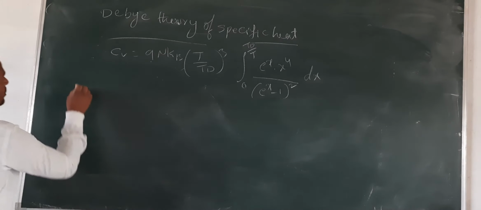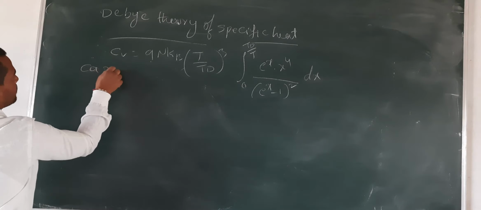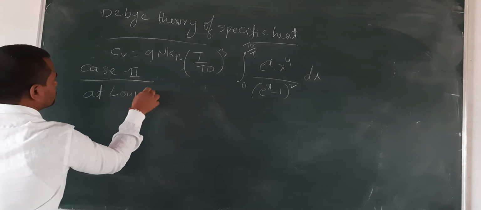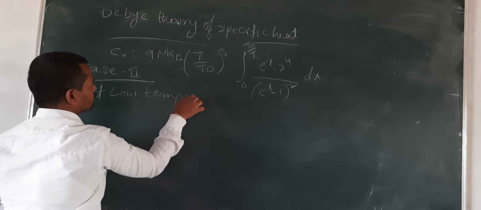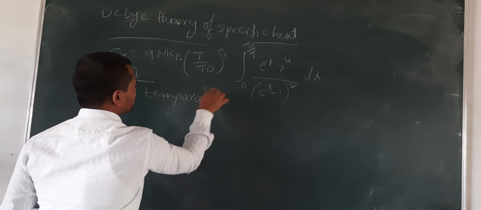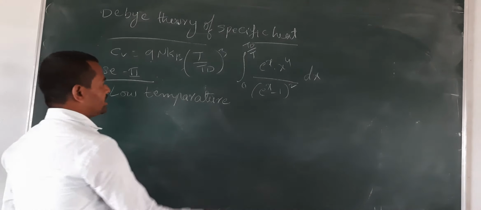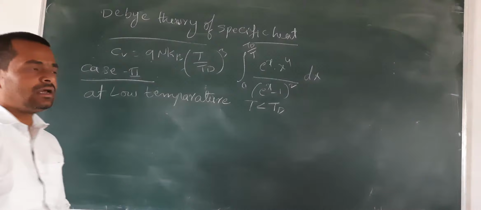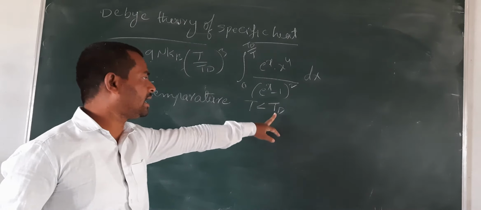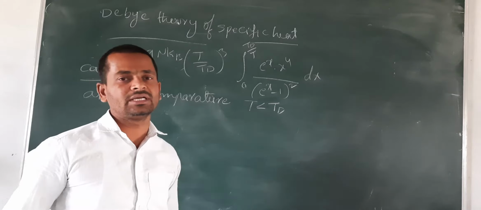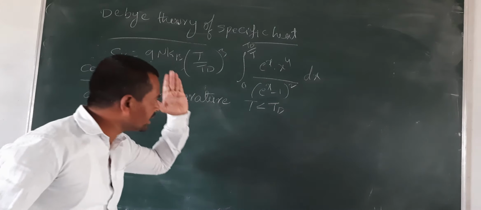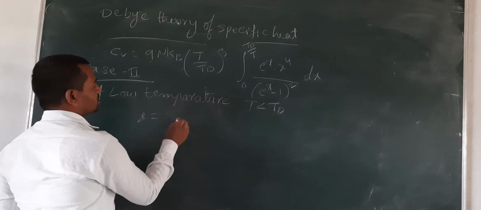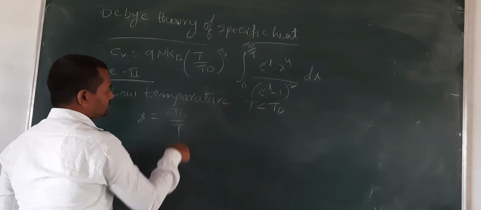Right? At low temperature, case 2. Low temperature means here T is less than TD, the applied temperature is less than the Debye temperature. Then only we call it low temperature. So when it is at low temperature, what is the X term? X is equal to TD by T.